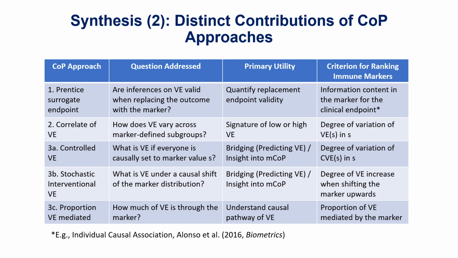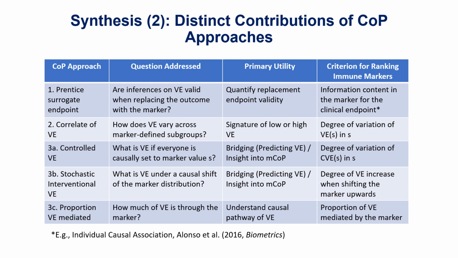And then the controlled VE and these other two are mediation ones where we're imagining we can intervene on the marker. The controlled VE framework is looking for what is VE if everyone is causally set to the marker value. And stochastic interventional VE is similar, except it's asking what is VE if we causally shift the marker distribution in some direction. And then lastly, proportion mediated is about pathways and imagining that if we deactivated the immune response, such that we take a vaccine and we deactivate the immune response to the level it would have been had they gotten placebo, then we ask, is there any vaccine efficacy left? And if the answer is that there's no vaccine efficacy left, then that's a perfect mediation.